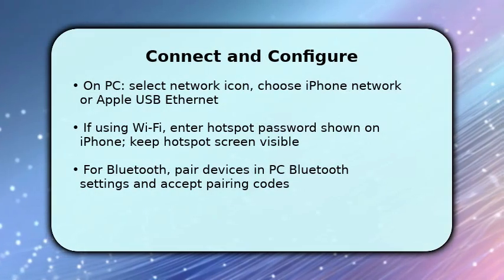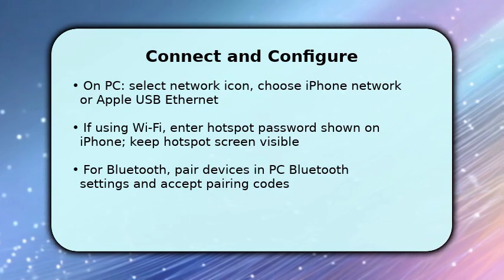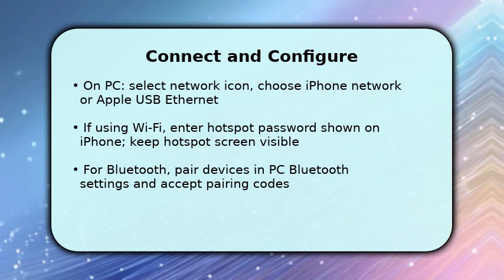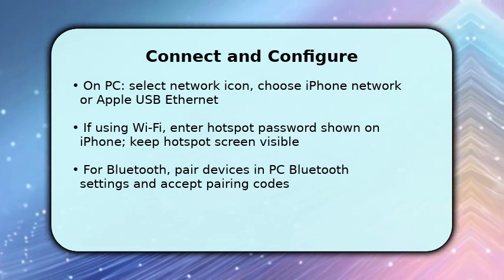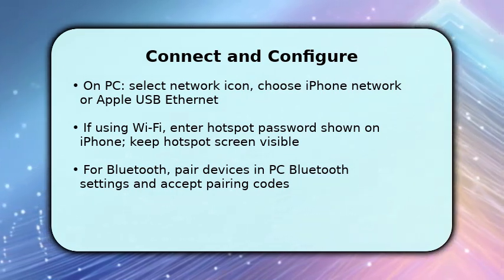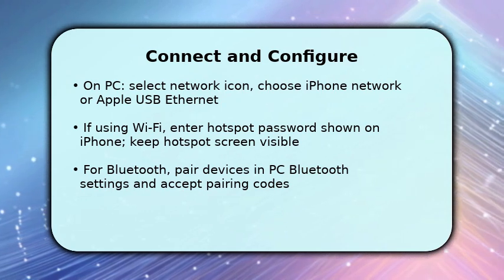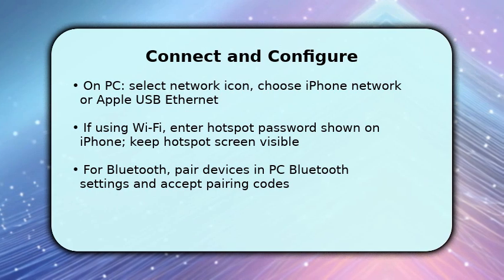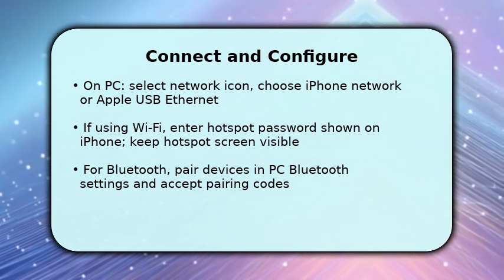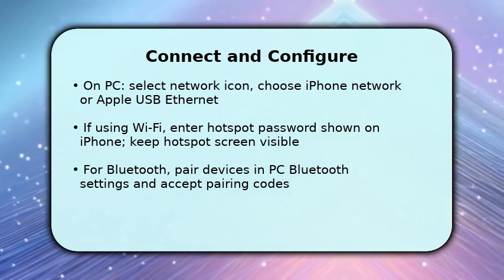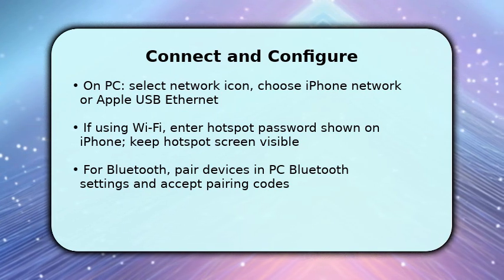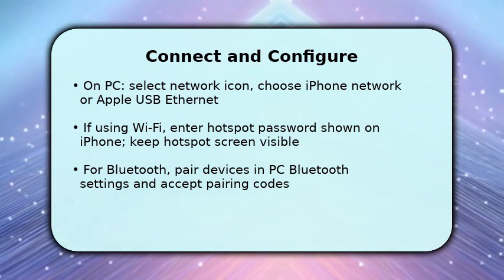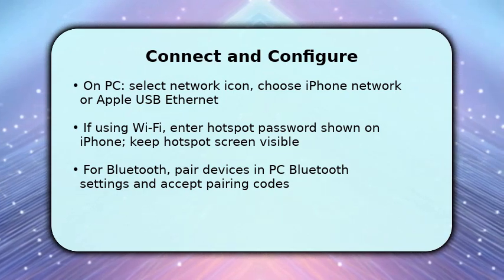On your PC, click the network or Wi-Fi icon and look for the iPhone network name or Apple USB Ethernet adapter when connected by cable. If you picked Wi-Fi, enter the hotspot password shown on the iPhone and make sure the phone stays unlocked so the hotspot stays active. For Bluetooth, pair the devices and accept any numeric code so Windows uses the iPhone as a network source. If the connection is slow, switch to USB for better throughput and stability.